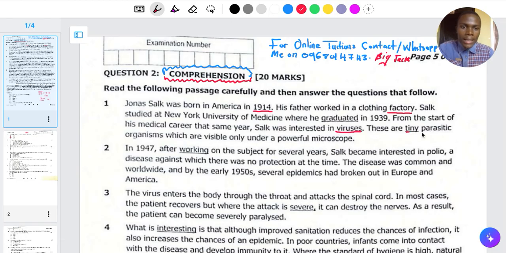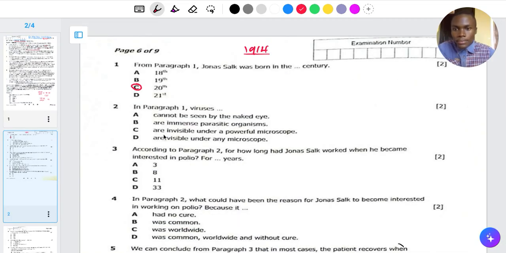These are tiny parasite organisms which are visible only under a powerful microscope. So here it is saying these are only visible under a powerful microscope, meaning we can't see them using our naked eyes. Of course they are tiny and they are parasites. So let's see the options here. Option number 1 is saying can't be seen by the naked eyes, which is correct.